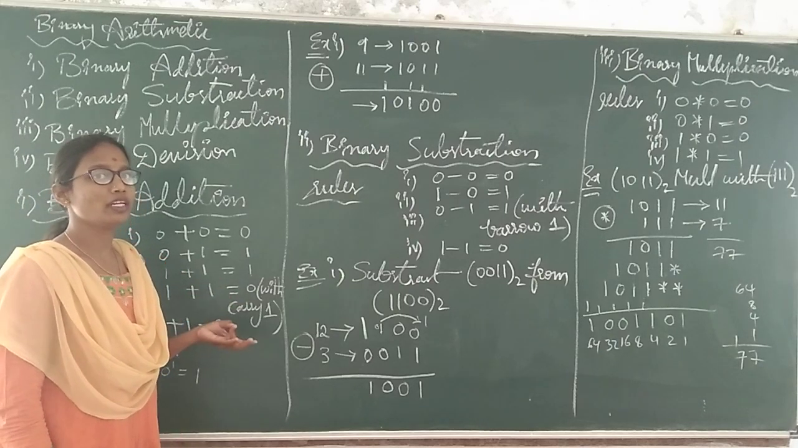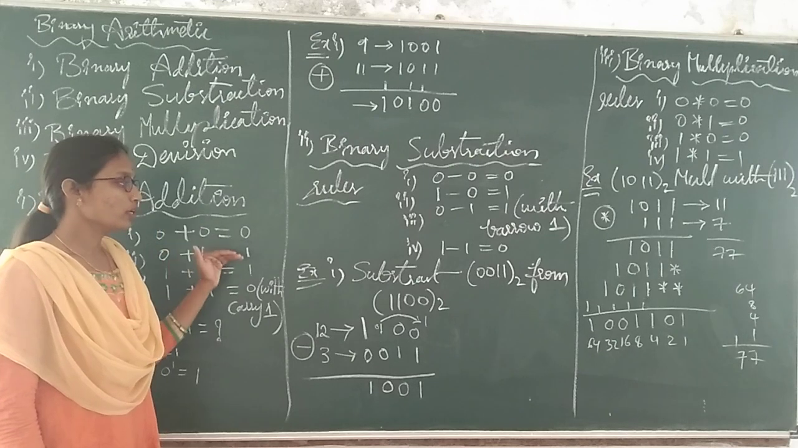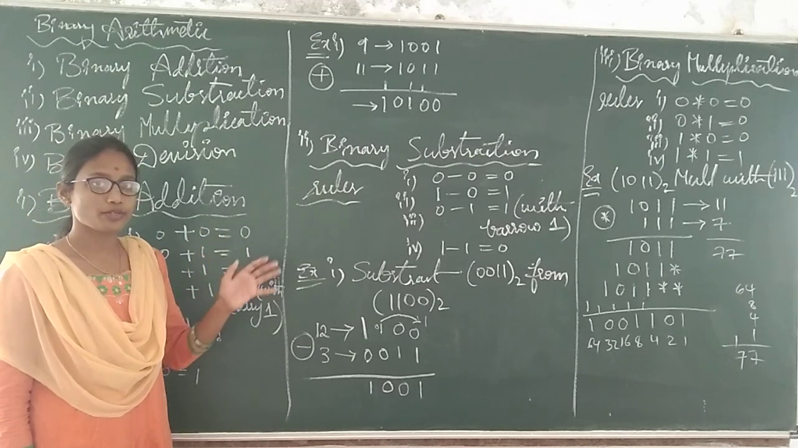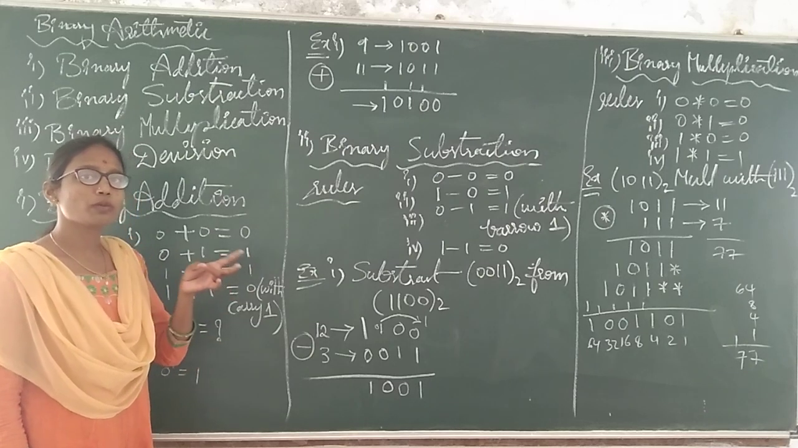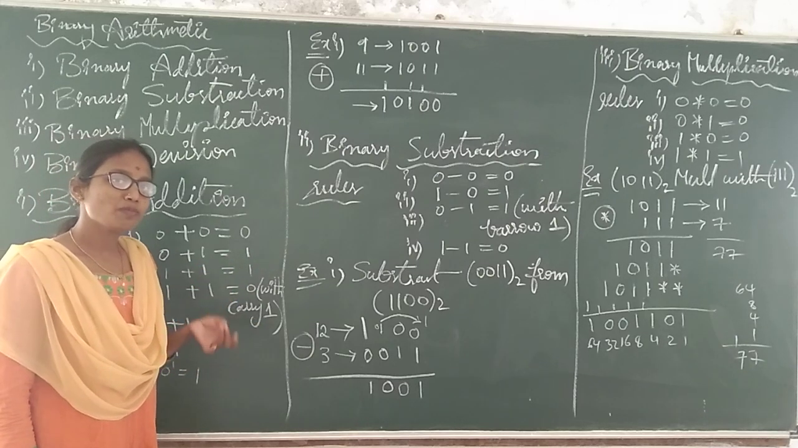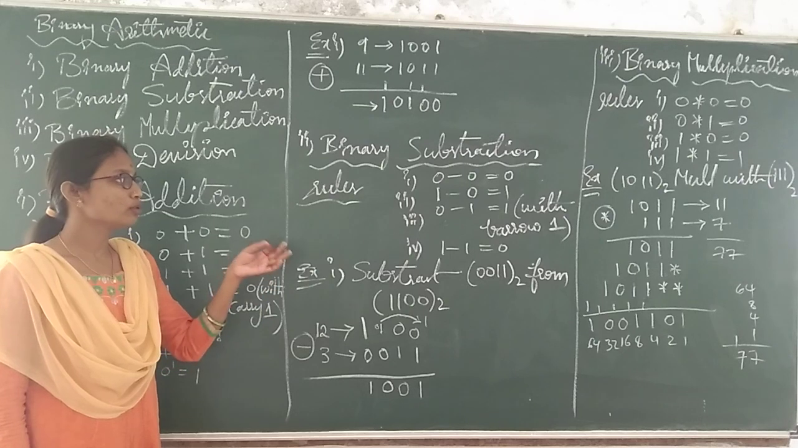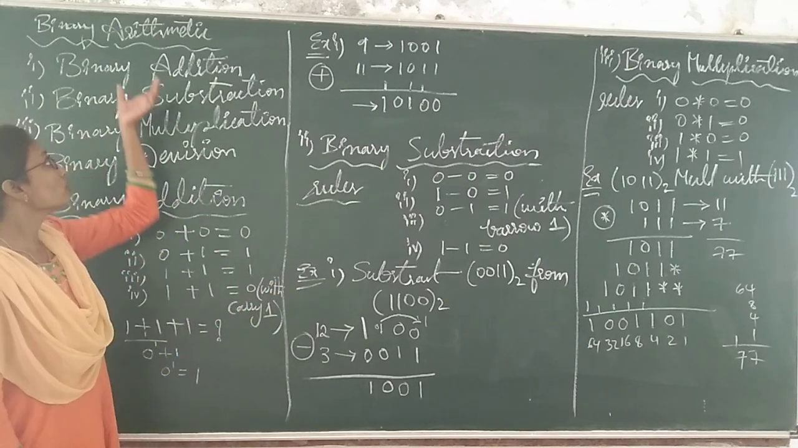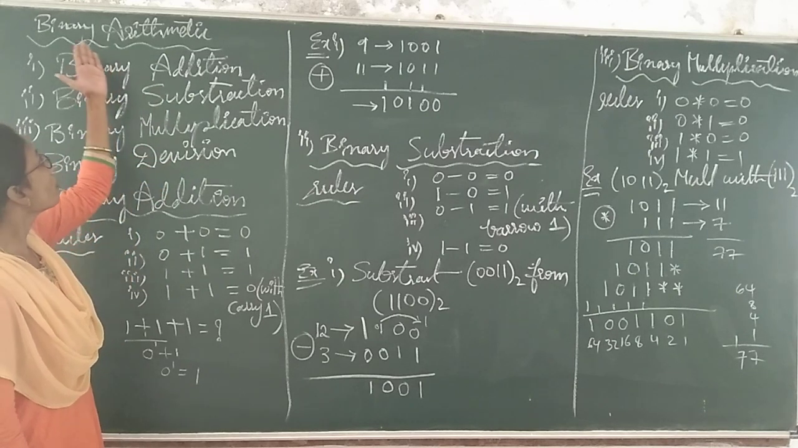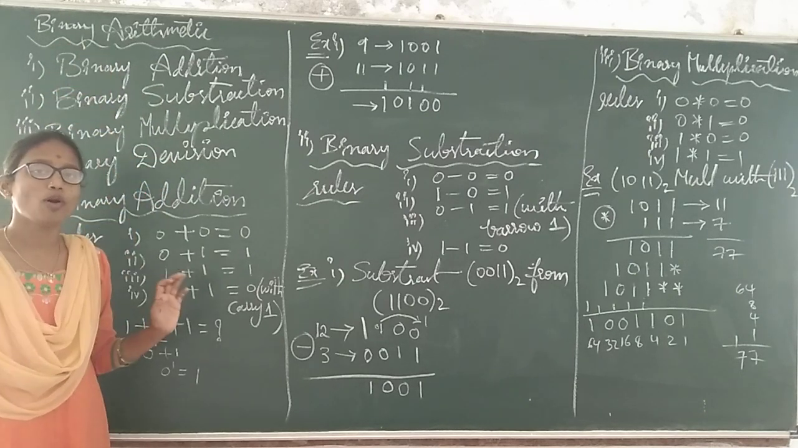Subtract in binary format the codings, whatever the codings we are having in zeros and ones. How to add two binary numbers, subtract binary numbers, multiply binary numbers and divide in binary format, how to do all these types of binary arithmetic operations.